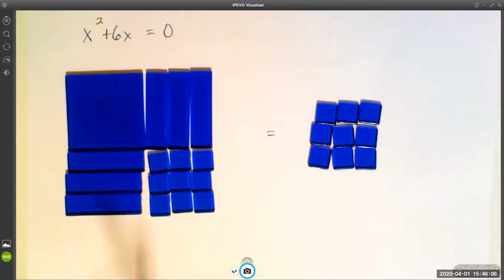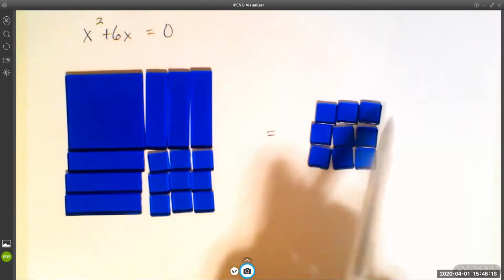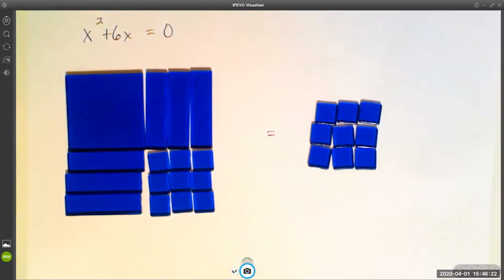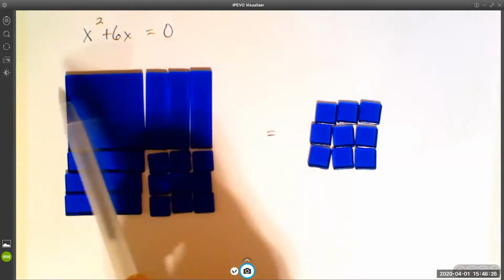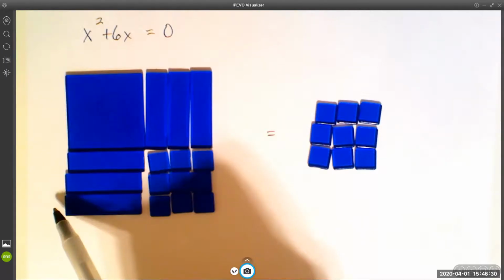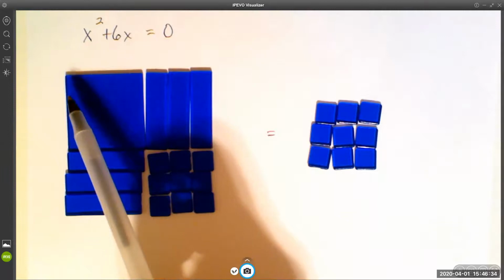So I've completed the square here, and that allowed me to make a square on the right-hand side. Now to get my answer, I have to describe the top here and the top here. One thing to note as you're going through these examples is that the top edge and the left edge need to match, right? They need to be the same thing so that you have a true square.